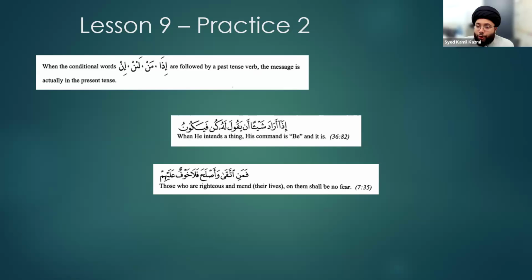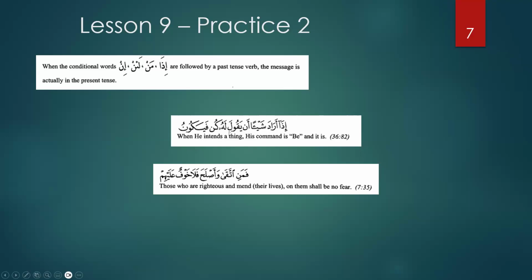So if no change of tense was happening and إذا did not do any change of tense, then إذا أراد should have translated as when he intended a thing in the past, right? But the point of this particular point in your lesson number 9 is that when إذا comes on top of a madi, arada, the overall meaning gets taken from the past to the present. So now it's not when he intended, it's now when he intends a thing. You see the difference?